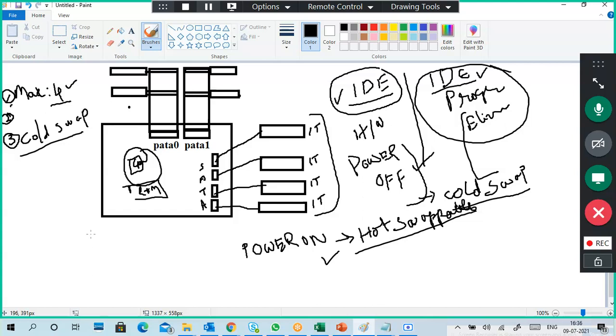Our system is cold swappable, so compulsorily the disk is also cold swappable. When power is on, you cannot replace the disk or connect a new disk or remove the existing disk. What is hot swappable? When power is on, we can change the disk. So these are the issues. For example, to change the disk, you shut down your PC.